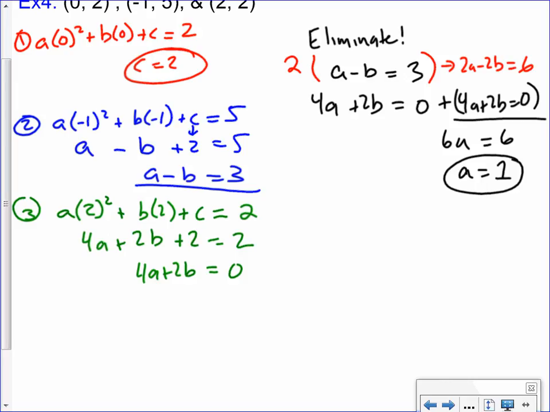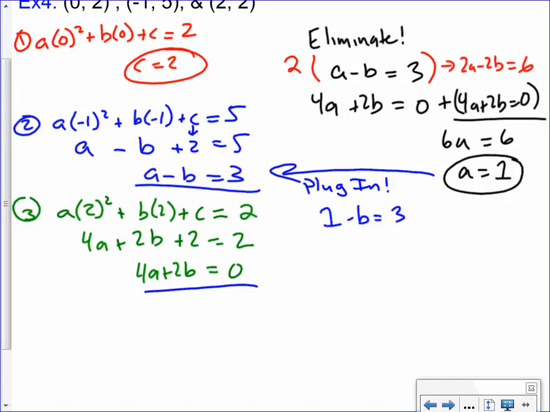It was that easy. Okay. Pick one of the two. Which one's easier? A minus b. I like it. So plug in. Doesn't matter. Go plug it in. So 1 minus b equals 3. Subtract the 3, you get -2. Add the b.